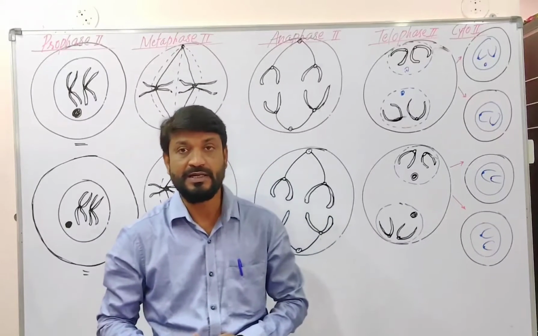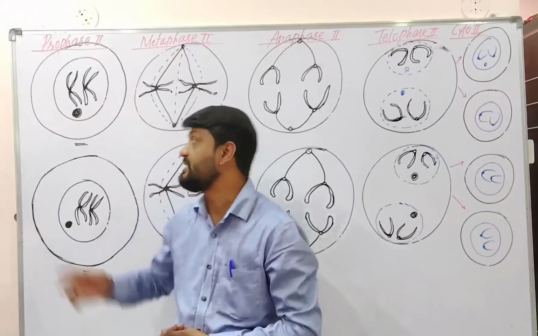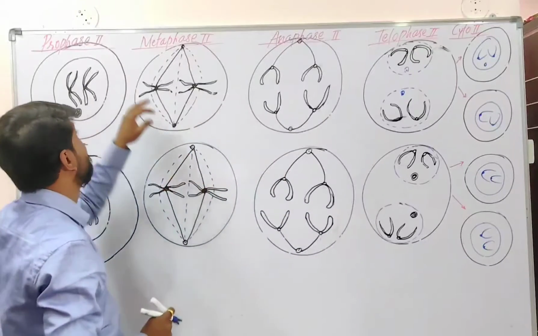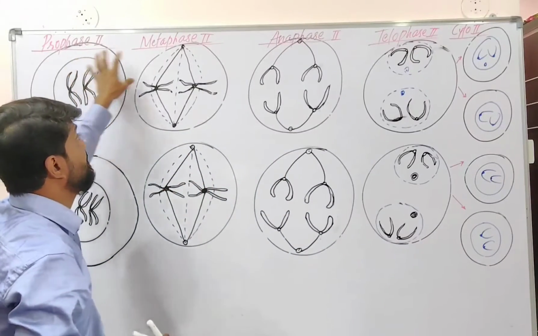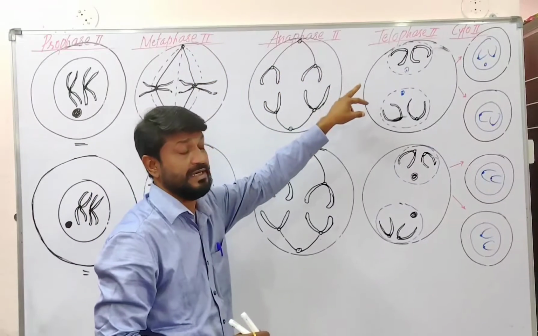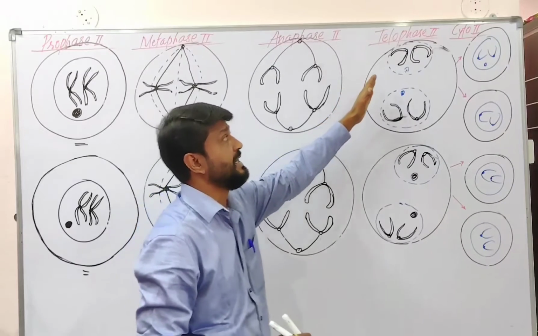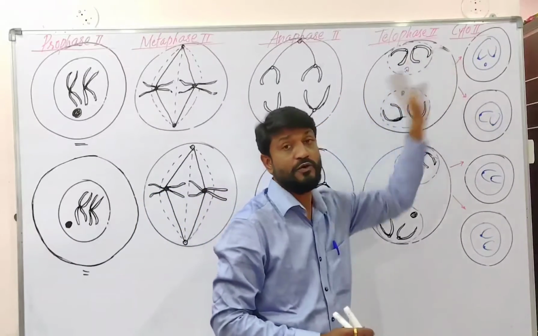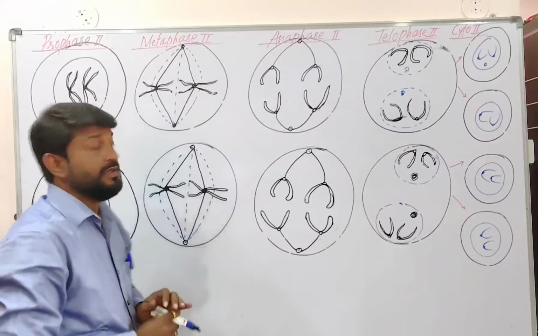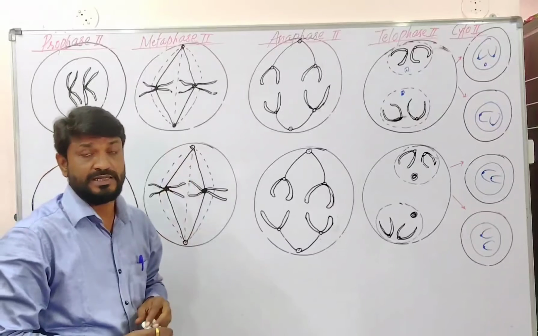So after interkinesis, there will be meiosis 2. Meiosis 2 is also divided, we know, into prophase 2, metaphase 2, anaphase 2 and telophase 2. And after telophase 2, that is karyokinesis 2, there will be cytokinesis 2.